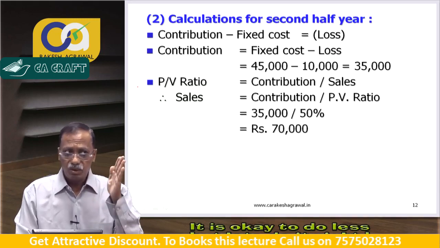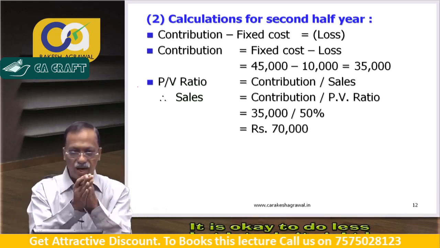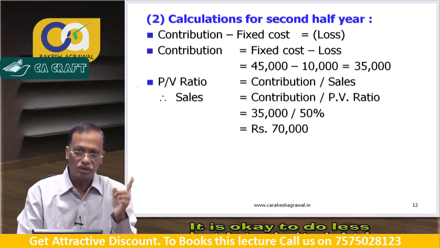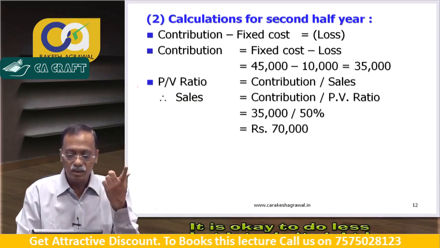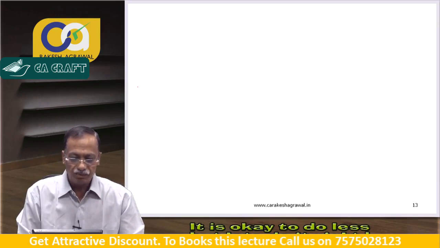Now my dear friends, we got the figure for first half. We have got the figure for second half. Now add them together. So you will get the data for 1 year. So we will get the yearly data now. After writing 70,000, I am taking you further.